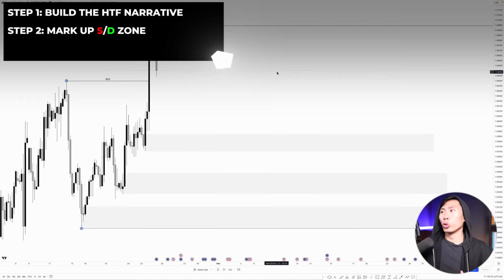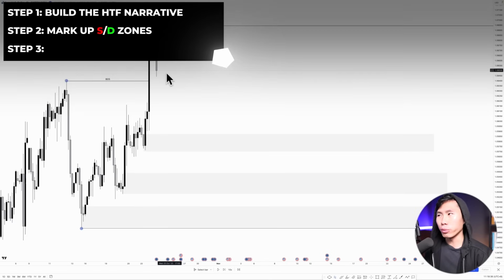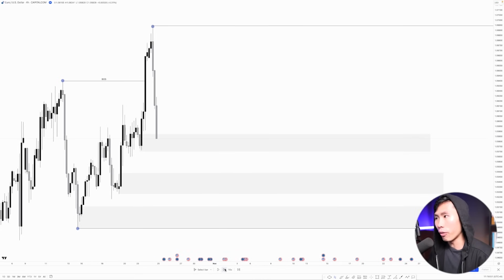And then the next step is to just do nothing and wait. This is when so many traders mess up. They start taking a bunch of trades, they start forcing trades even though there is no opportunity, because they are not patient enough to wait for the trade to come to them. So at this point, let's just wait for price to mitigate either one of these demand zones before we determine the next course of action.